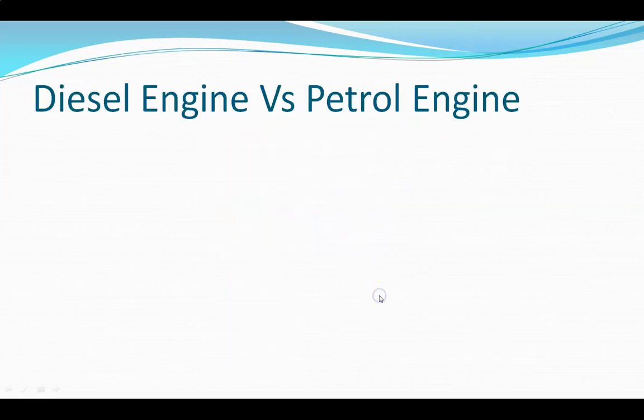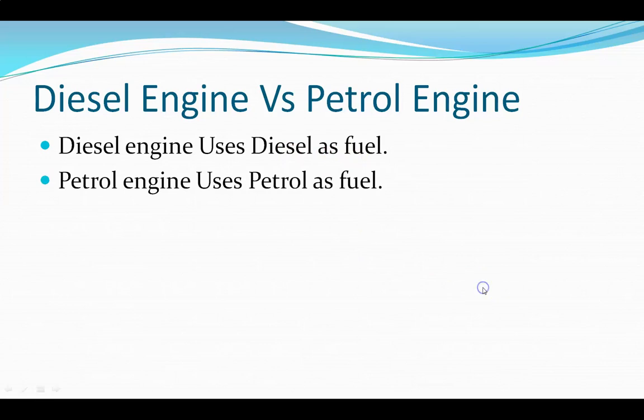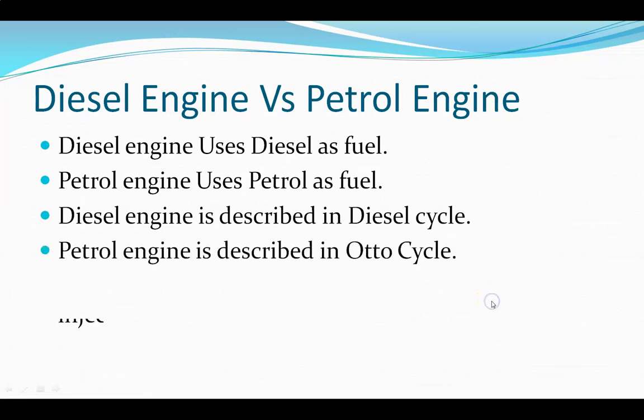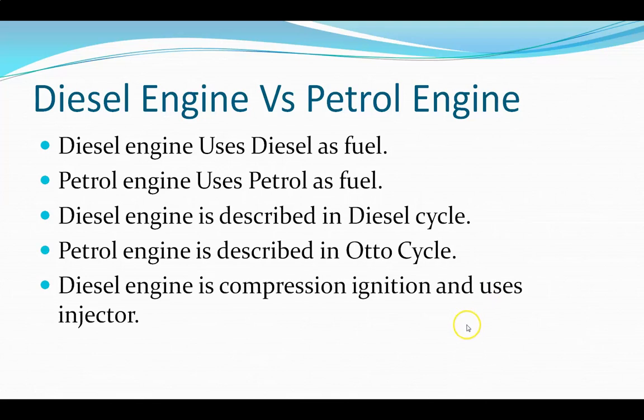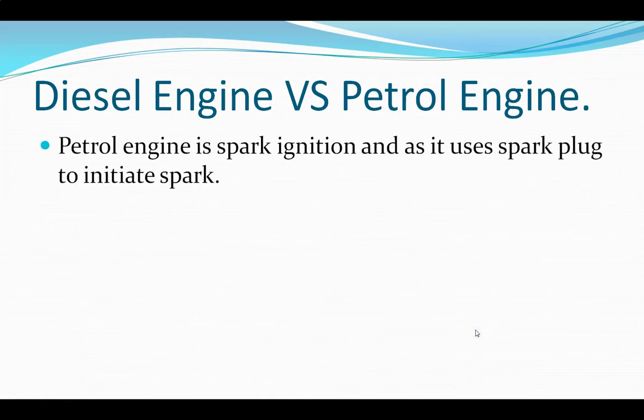Let us look at other illustrations that describe more of the differences. Diesel engine uses diesel as fuel, and petrol engine uses petrol as fuel. Diesel engine is described in the Diesel Cycle, and petrol engine is described in the Otto Cycle. Diesel engine is compression ignition and uses an injector. Petrol engine is spark ignition and uses a spark plug to initiate the spark.